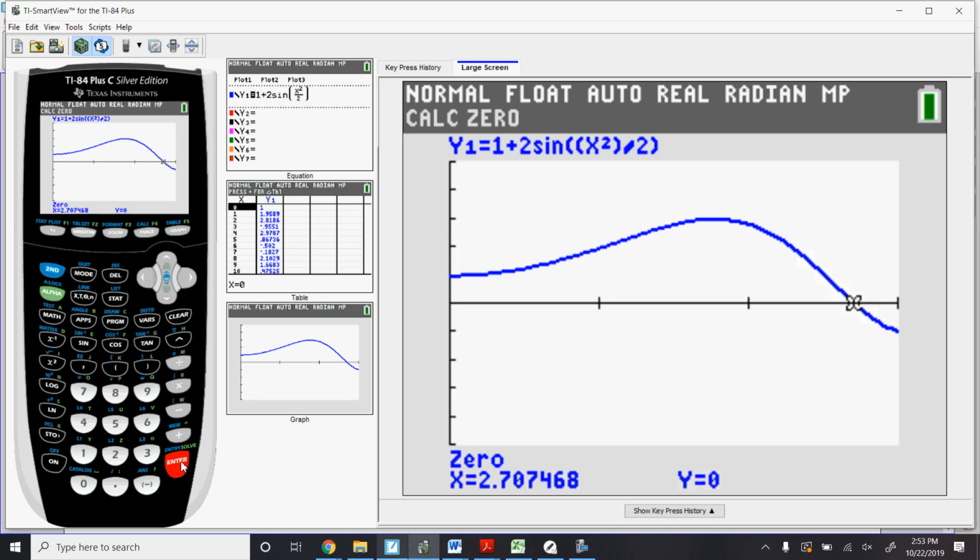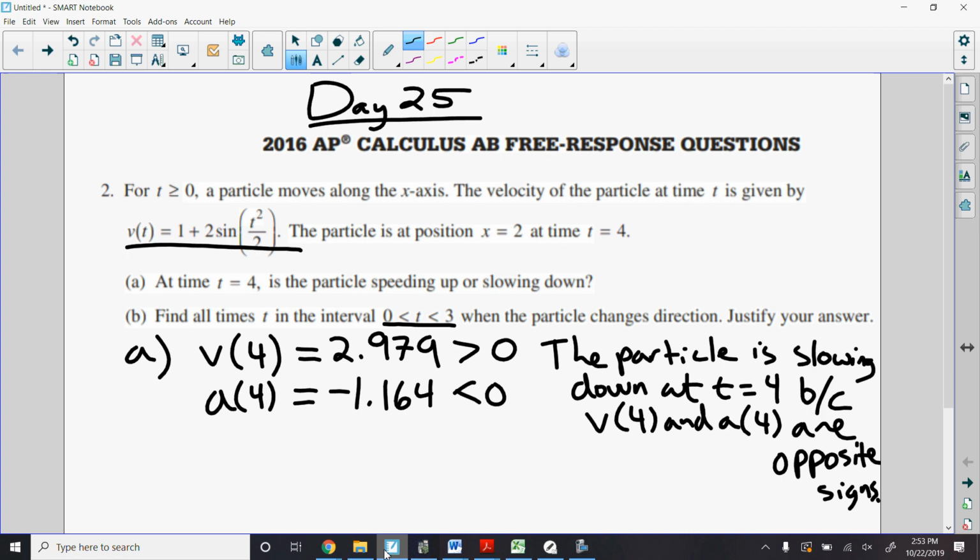That is that exact time when my velocity switches from positive to negative. Therefore, the particle just changed directions. It went going to the right, and it switched to going to the left. So I'm going to go ahead and write that down.